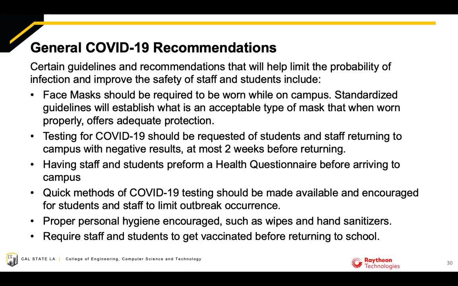Also, having staff and students perform a health questionnaire before arriving to campus would help curb the outbreaks, as it would help keep students and staff that are showing symptoms of COVID-19 at home. Quick methods of COVID-19 testing should be made available and encouraged for students and staff to limit the outbreak occurrence. As well, proper personal hygiene should be encouraged, such as having sanitizing wipes and hand sanitizing stations readily available. Campus should also require staff and students to get vaccinated before returning to school.